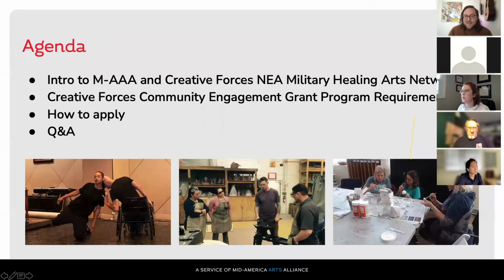Okay then, let's look at a slide that outlines our agenda for the afternoon. This slide also has 3 pictures showing previous Creative Forces community engagement projects. These 3 pictures show military-connected people participating in dance, metalsmithing, and crafts.